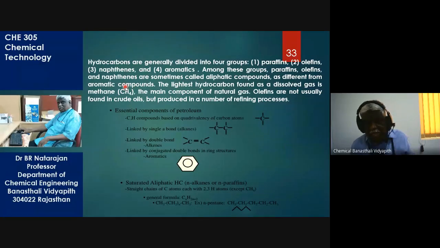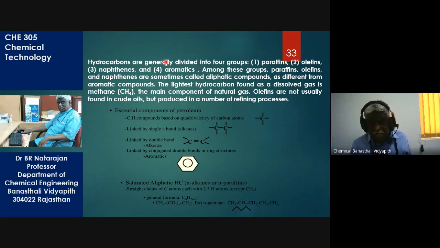Right. The lightest hydrocarbon found as dissolved gas is methane. The main component of natural gas is methane. Olefins are not usually found in crude oils. So you may not find ethylene, acetylene, propylene in the crude oil. We may have to do subsequent reactions to establish that these olefins can be formed. Otherwise, the presence of olefin in crude oil is almost zero.